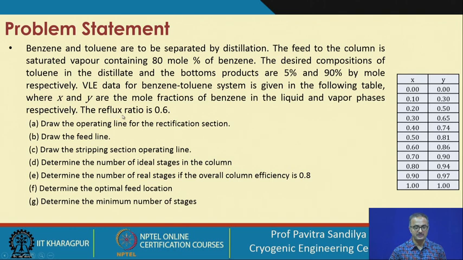Reflux ratio has been specified as 0.6. What we have been asked to do is to draw the operating line for the rectification section, the feed line, and the stripping section, and then determine the number of ideal stages in the column, the number of real stages of the column, considering the column efficiency as 0.8, then determine the optimal feed location, and lastly determine the minimum number of ideal stages.